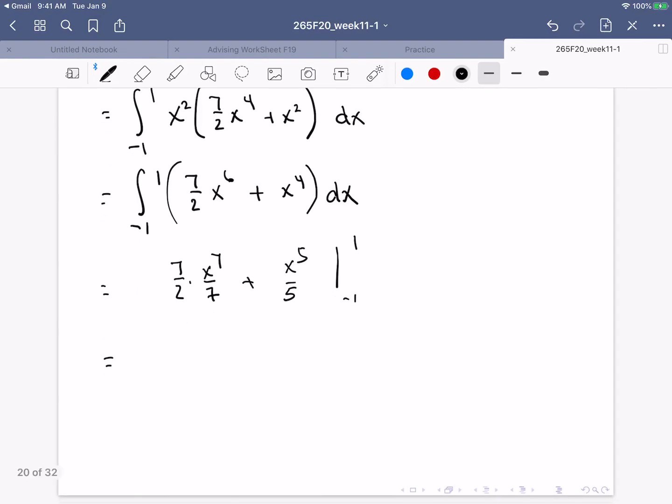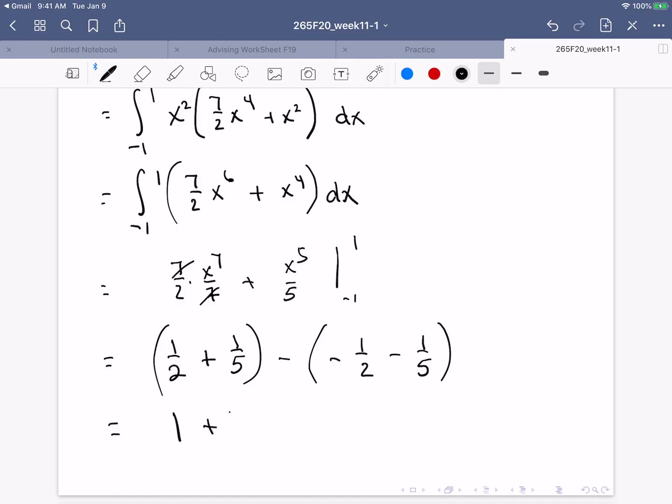So this is going to be 1/2 plus 1/5 minus a -1/2 minus 1/5. So I get 1 plus 2/5 or 7/5 for that inertia about the y-axis. Okay.